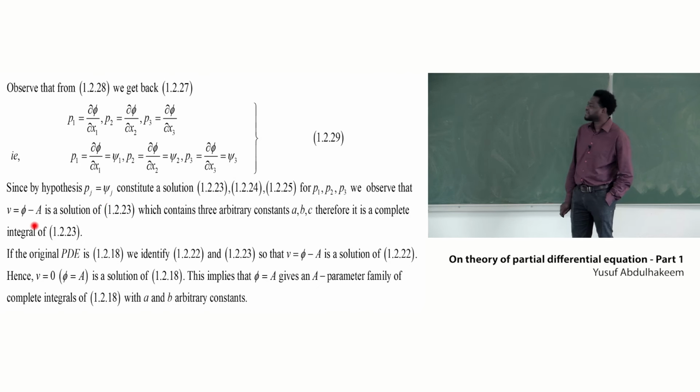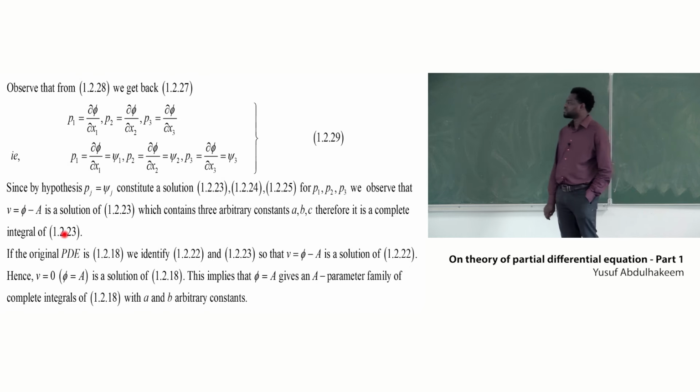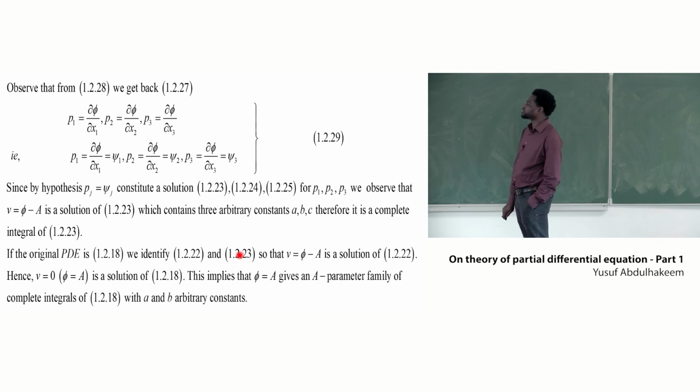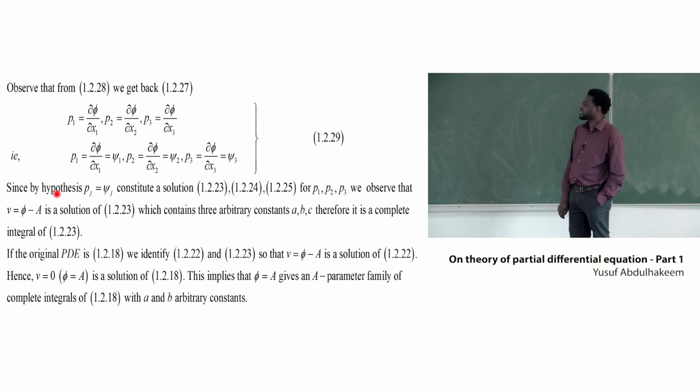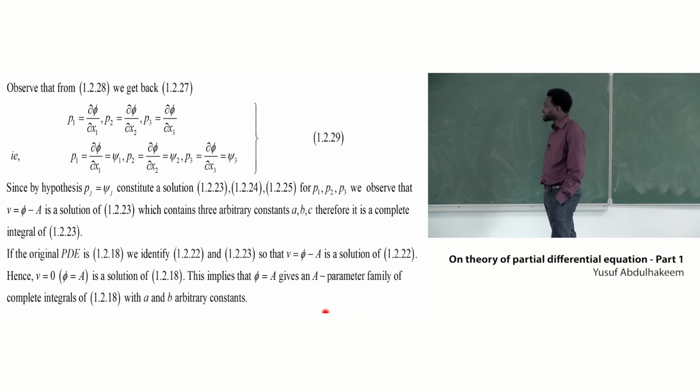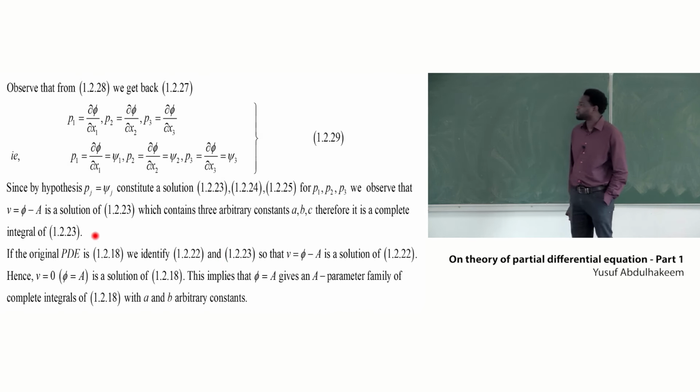Then we observe that v is equal to phi minus a. That is, by the time we take phi to the other side, it is a solution of this, which contains three arbitrary constants, a, b, c. Therefore, it is a complete integral of this. So if the original PDE is of the form 1.2.18, then we identify this and this so that v will be equal to phi minus a, and is a solution to this equation. Hence, v equal to 0 for phi equal to a is also a solution. This implies that phi equal to a gives a family of solutions with parameter a, a complete integral of 1.2.